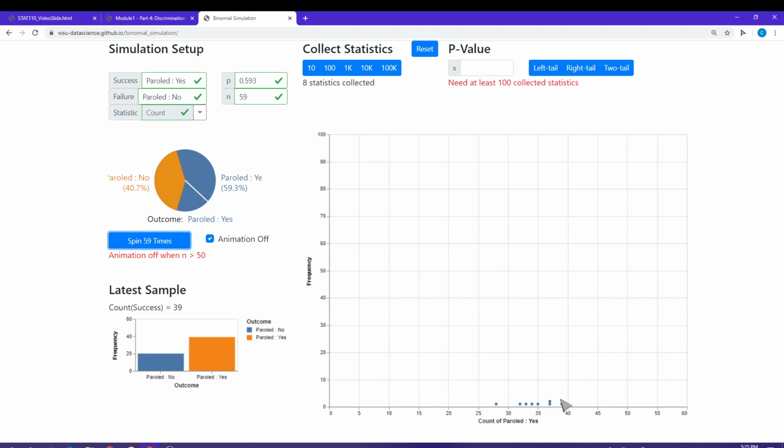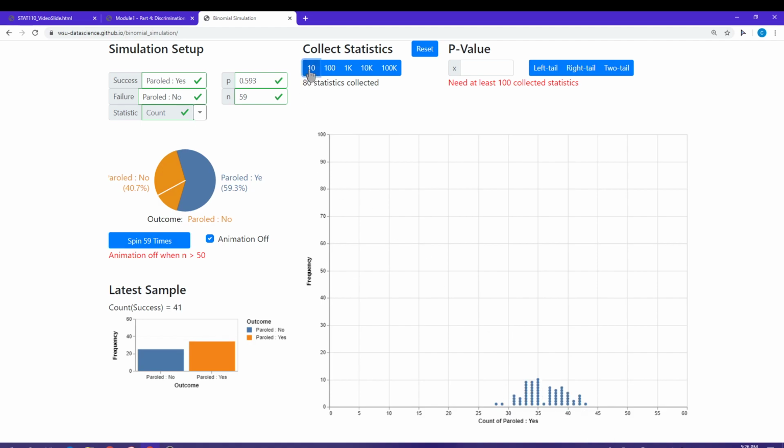As I hit spin here, down along the bottom you can see that I'm starting to get a few dots. Every time I hit spin, I'm going to be adding more and more dots. If I keep hitting spin, you can see a bunch of dots built up on this reference distribution. Up near the top, it says that I have a total of 50 statistics collected. Again, the term statistic is just this count right here. A statistic is a summary measurement that I get from a set of data. So now I have 50 dots here.